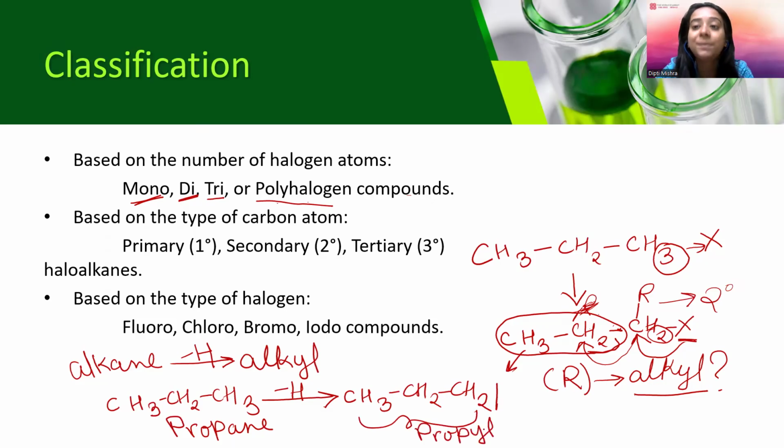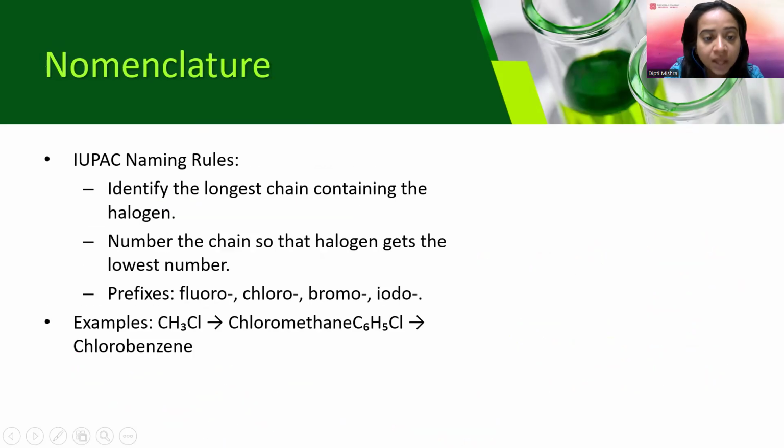Alkyl means that, depending on the number of carbon atoms, it will be propyl, butyl, like that. This is only your alkyl group. Now, based on the types of halogen, I told you total four halogens are there: fluoro, chloro, bromo, iodo. So depending on which halogen atom is attached to that particular compound, we can name them. For example, fluoroalkane, chloroalkane, bromoalkane, like that.